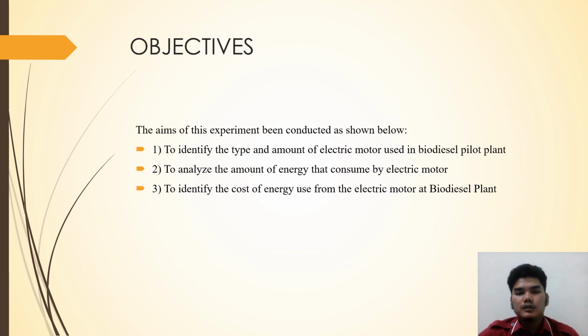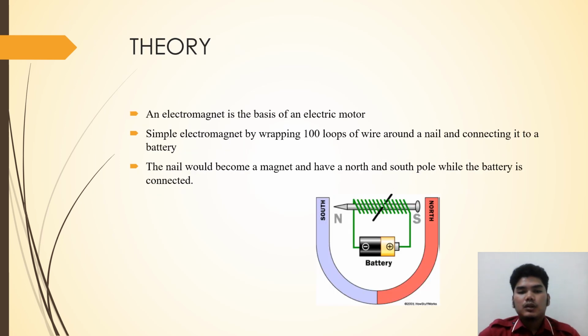Next, for the objective, the aims of this experiment are as shown below. The first one is to identify the type and amount of electric motors used in the biodiesel pilot plant, to analyze the amount of energy consumed by the electric motors, and the last one is to identify the cost of energy used by the electric motors at the biodiesel plant.